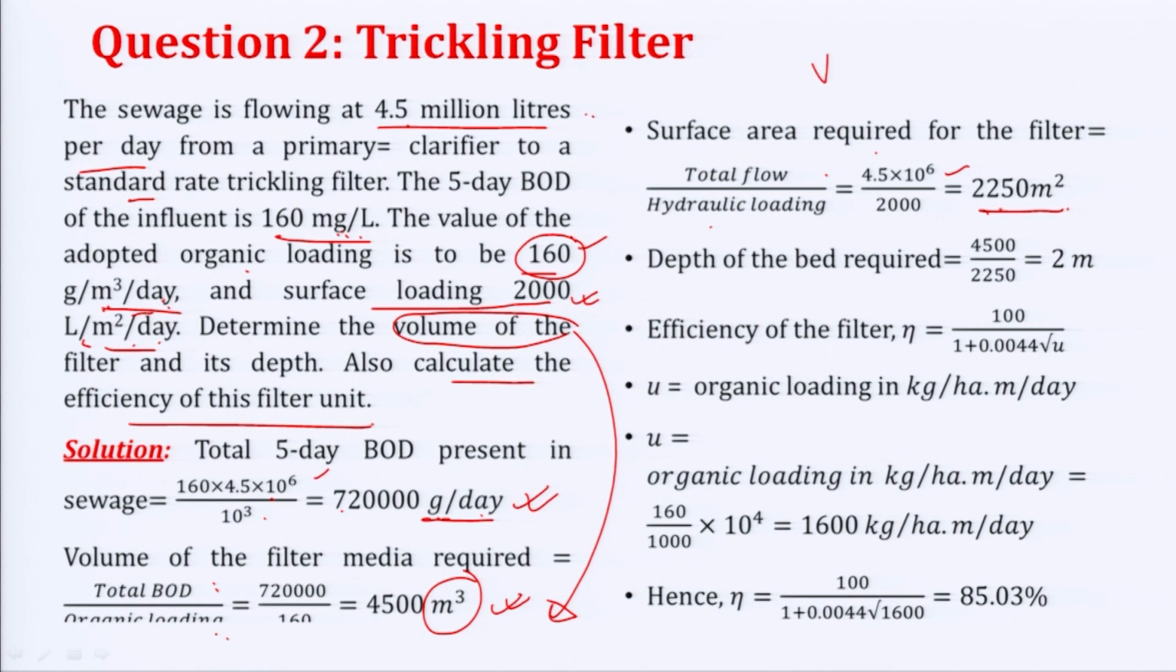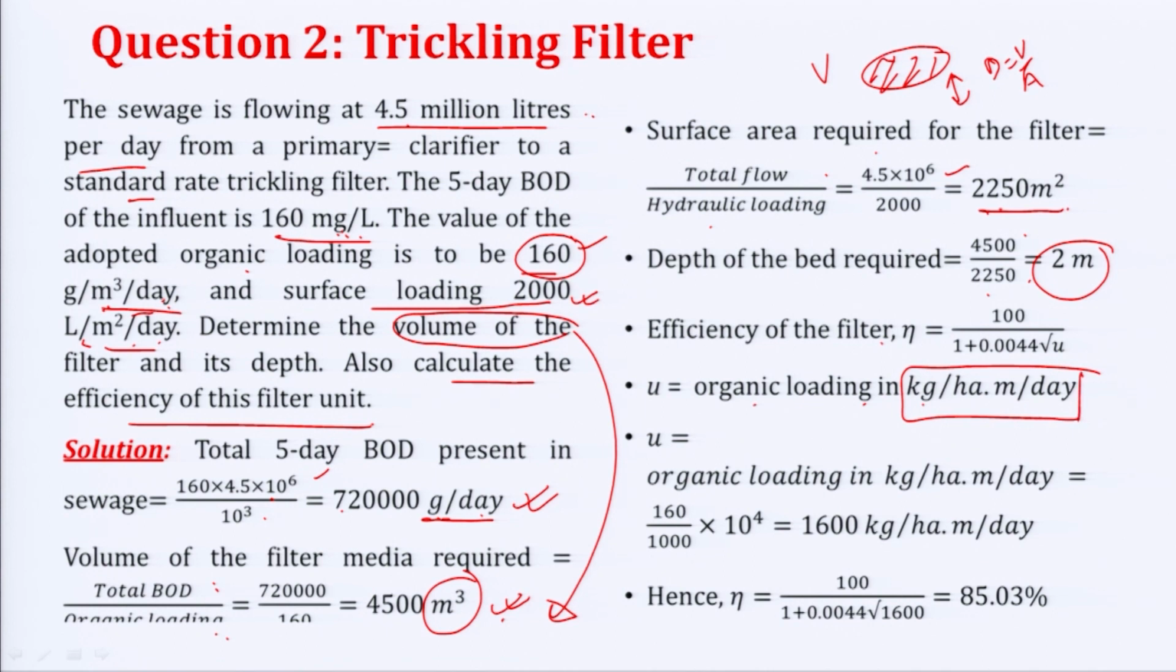So, you have the volume, you have the surface area, so you can get the depth. The depth of the bed required will be volume by area, 4500 by 2250. So, you have 2 meters. Now, the efficiency of the filter. What is the efficiency of the filter here? The efficiency of the filter as given by the NRC equation was 100 divided by 1 plus 0.0044 root over u, where u was the organic loading in kg. Here you have to remember this is kg per hectare meter per day.